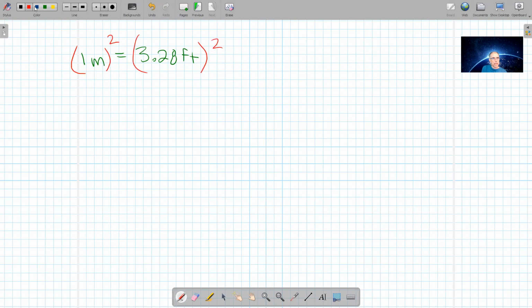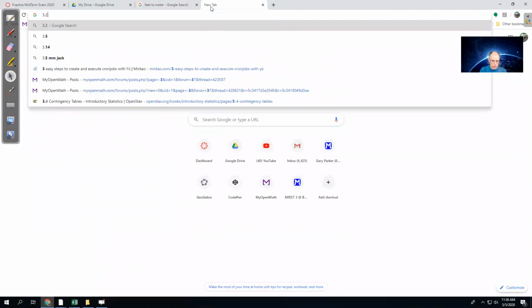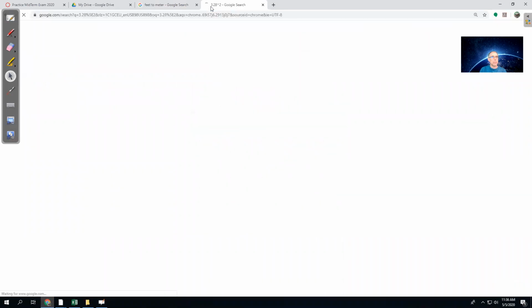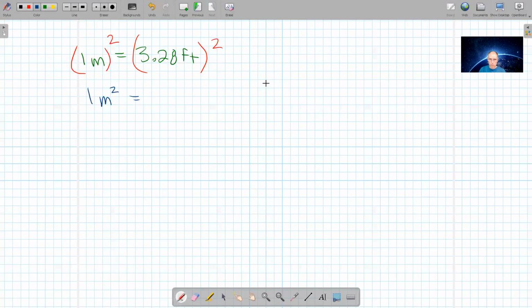So this tells me that 1 square meter would be whatever 3.28 times 3.28 is. So calculator, 3.28 raised to the second power, and Google says it's 10.7584 square feet.